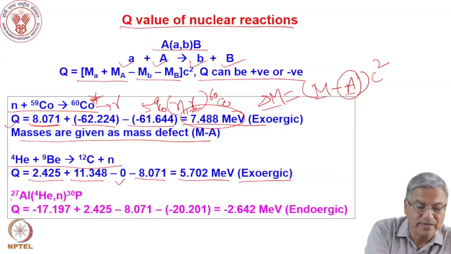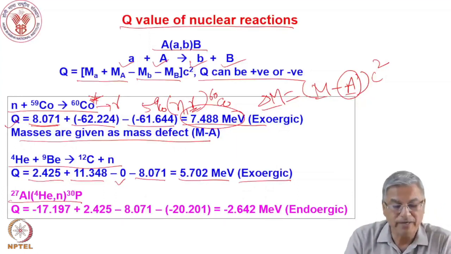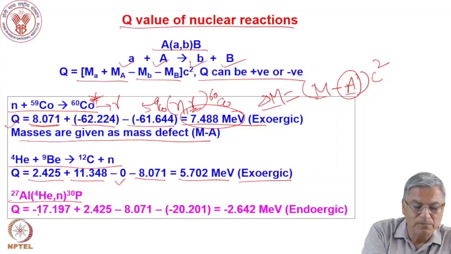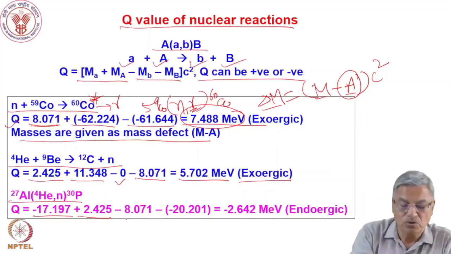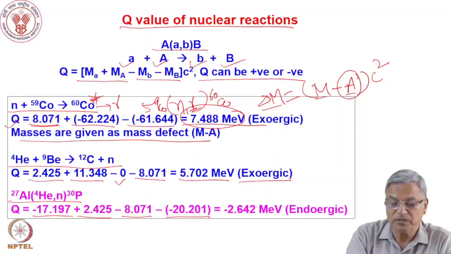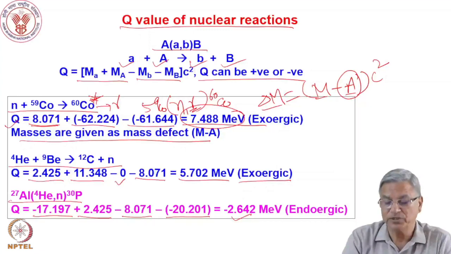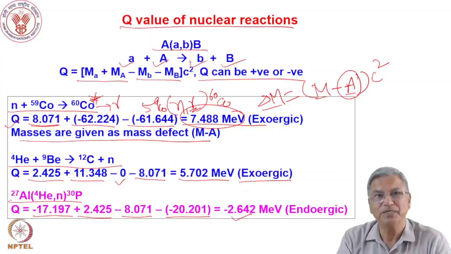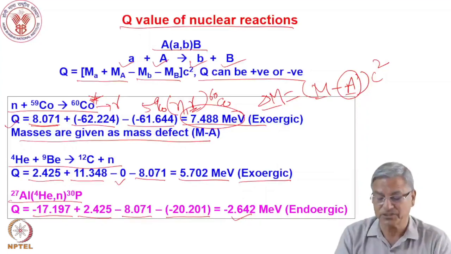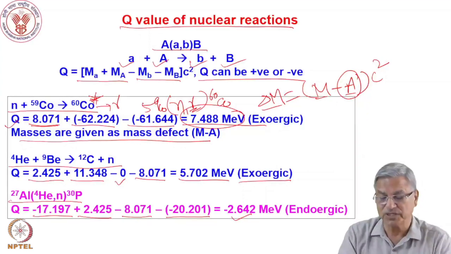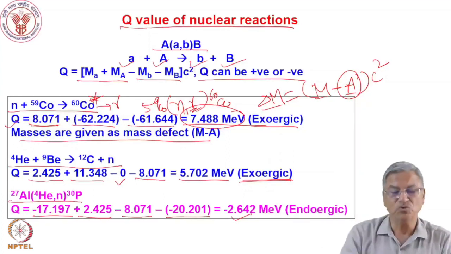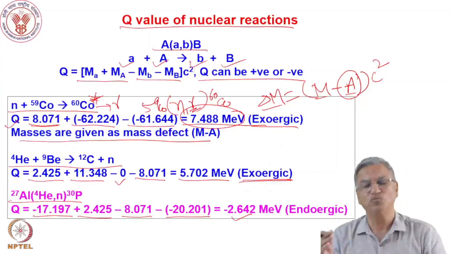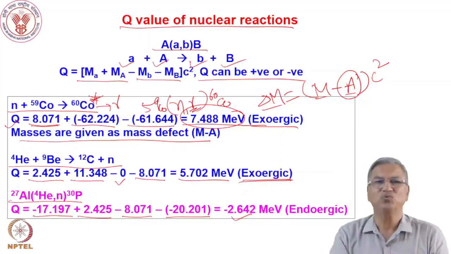There are some reactions like aluminium 27, helium 4, n, phosphorus 30. Here you can see aluminium 27 is minus 17.197 MeV, alpha particle 2.425, neutron 8.071, and phosphorus 30 is minus 20.201. And this reaction has a negative Q value of minus 2.642 MeV. So a reaction having a negative Q value is called an endoergic reaction because energy is required to induce this reaction, whereas for an exoergic reaction, the energy is released in the nuclear reaction. The Q values will be in the range of a few MeV, and could be positive or negative.